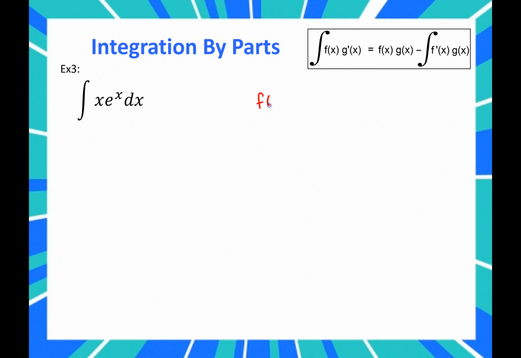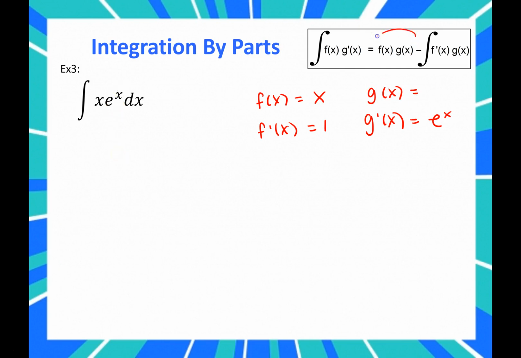Here I've got f of x is going to be equal to x. The reason why is when I take the derivative of it, I get 1. And if I were to keep taking the derivative of it, I do get 0. Now my g prime of x is going to be e to the x, and that makes total sense. Remember, that's going to be the one that should be easy to take the integral of.